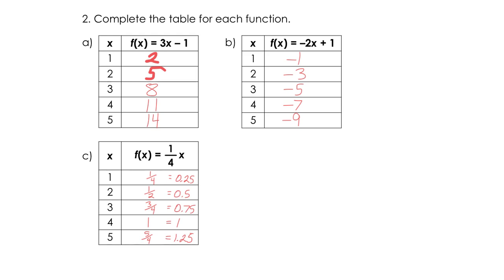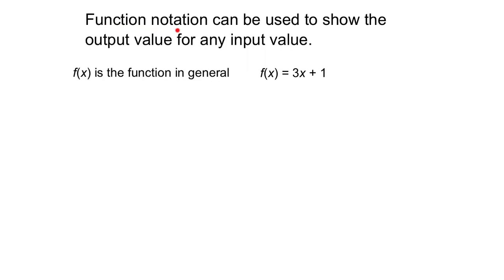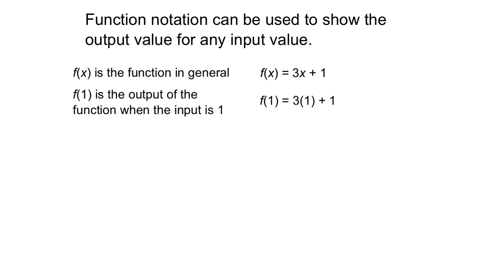And here we are. If you had any issues with these, you should ask for help before you move on. Function notation can be used to show the output value for any input value. So for example, f of x is the function in general. So here's my equation. F of x is equal to 3x plus 1. But I can be more specific. F of 1 is the output of the function when the input is 1. So I would write that as not f of x, but f of 1. The function when the input is 1 is equal to 3 times 1 plus 1.